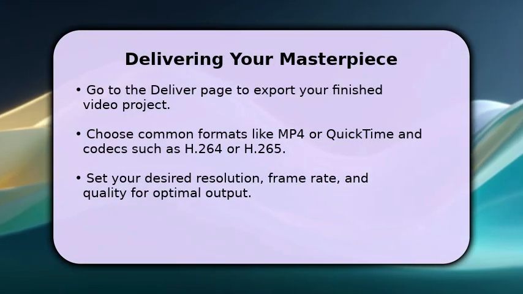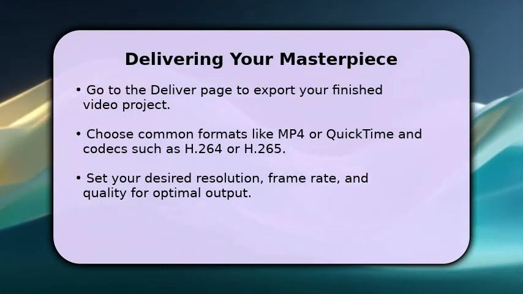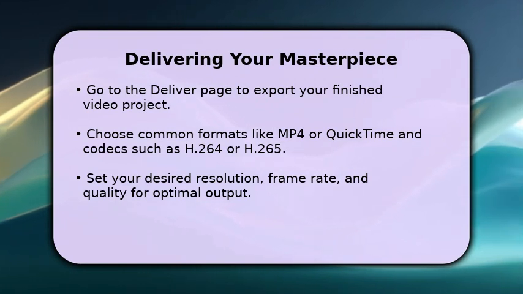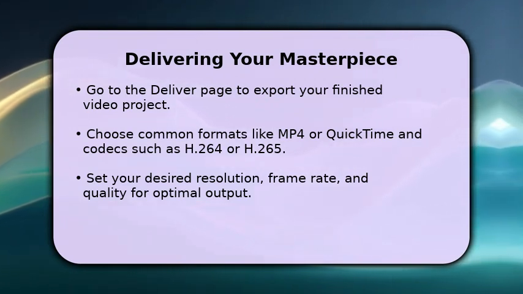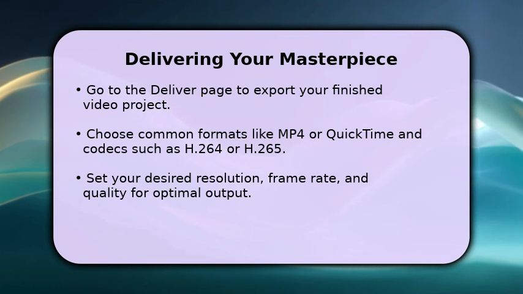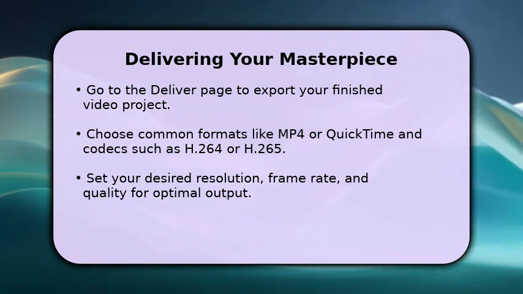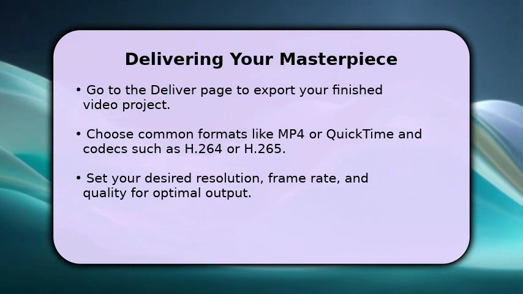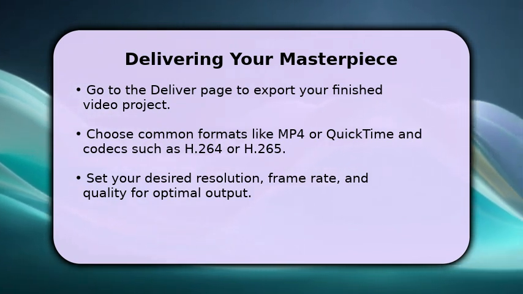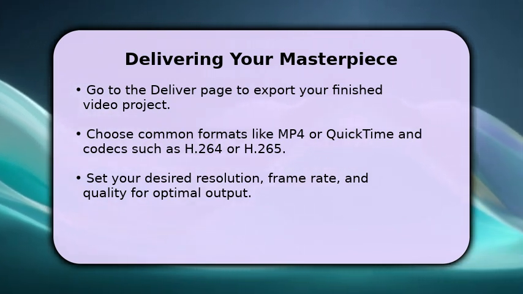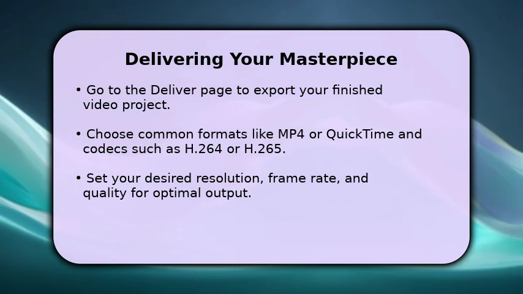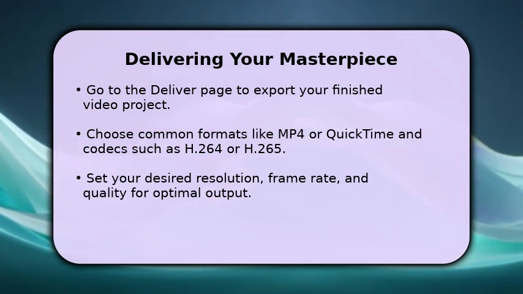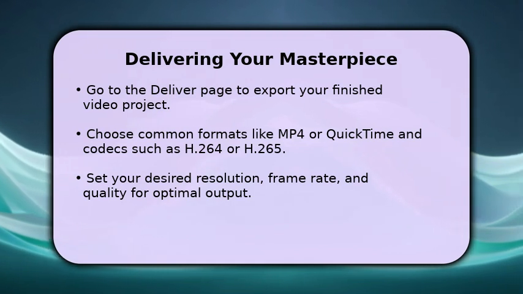Once your project is complete, head to the Deliver page to export your final video. Select your preferred format, such as MP4, and a suitable codec like H.264 for broad compatibility or H.265 for smaller file sizes. Ensure your resolution and frame rate match your project settings for the best quality. Add your job to the render queue, then click Render All to create your polished video file.